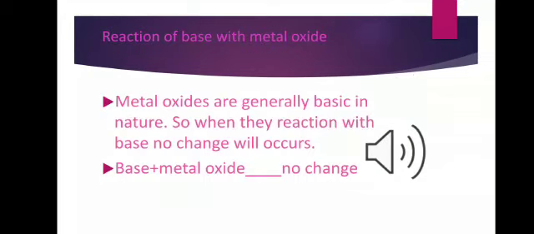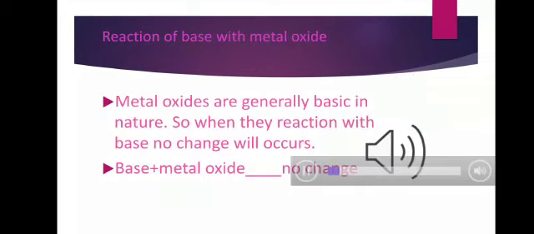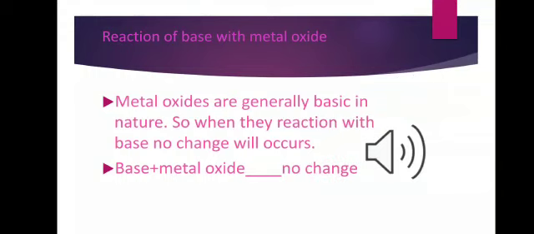Now we have the reaction between metal oxides and bases. As everyone knows, metal oxides are generally basic in nature, so when they react with a base, no change will occur.